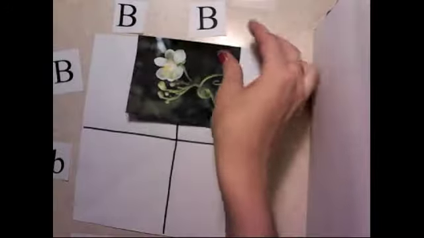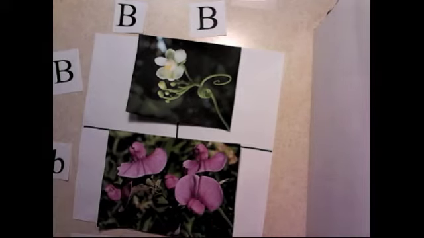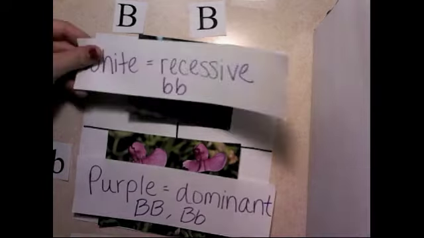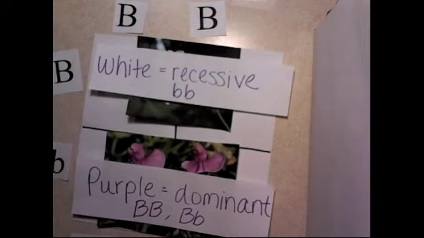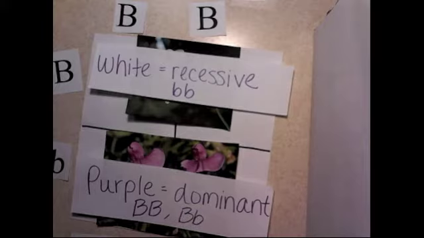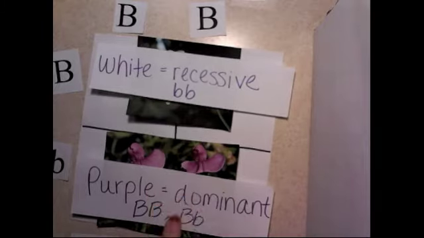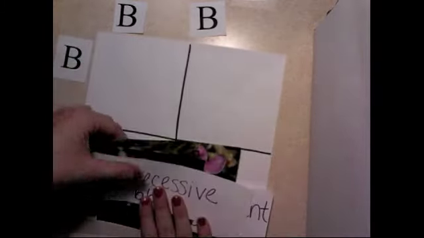For example, let's say we are crossing pea plants, just like Mendel did. We're looking at pea plant petal color. Purple pea plant petal color is dominant, whereas white pea plant petal color is recessive. Purple can be represented by the homozygous dominant genotype and the heterozygous, while recessive can be represented by the homozygous recessive. So let's cross 2 purple plants, one homozygous dominant and one heterozygous.